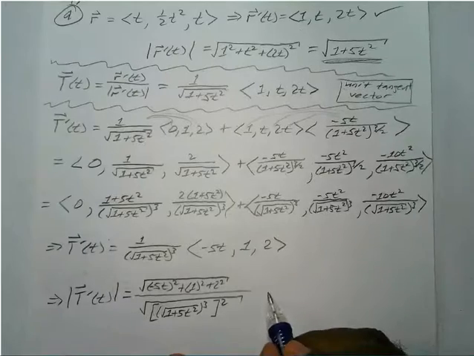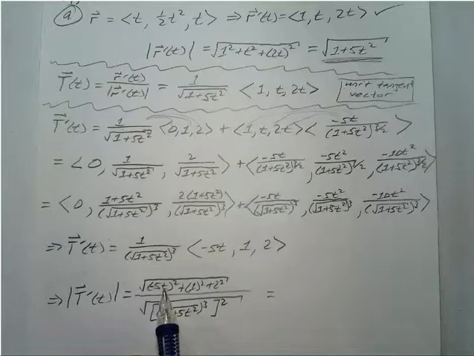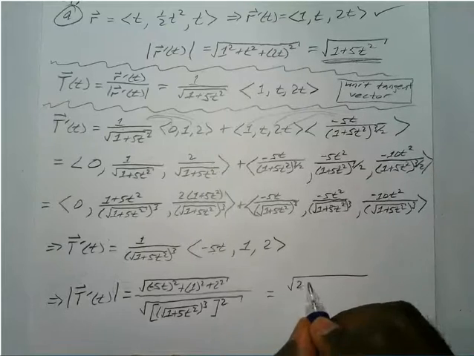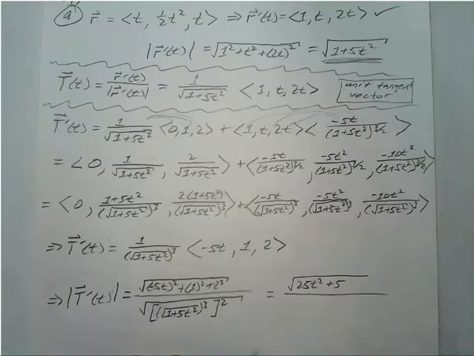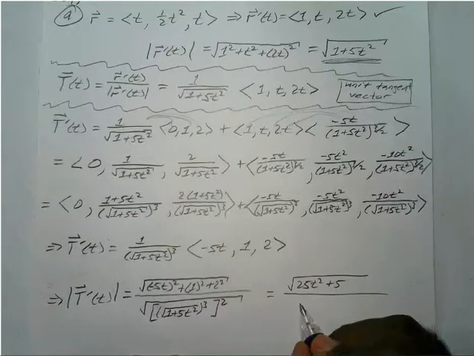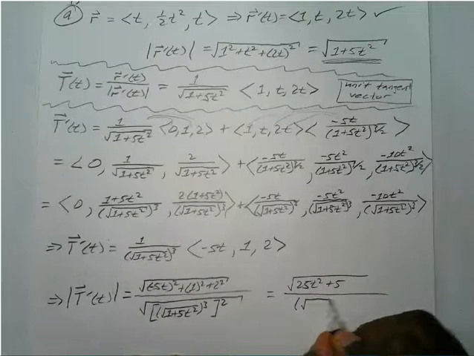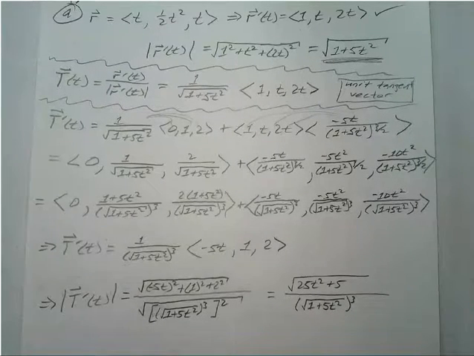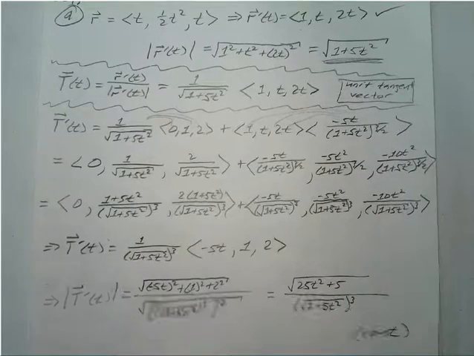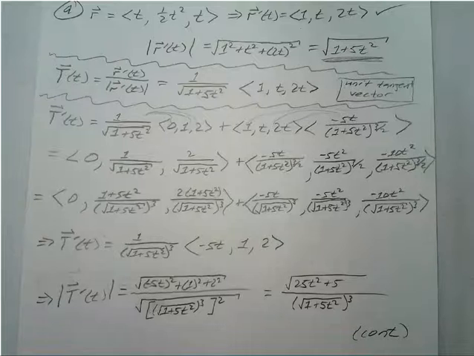All right, so this is just going to equal the square root of 25t squared plus 1 plus 4, so that's plus 5, over this. The square and square root cancel each other out, so we're right back to the square root of 1 plus 5t squared to the third power. All right, so we're getting closer and closer to our answer. So we're going to continue this on the next page. So if you are still writing, feel free to press pause. But we're going to go ahead and finish up.